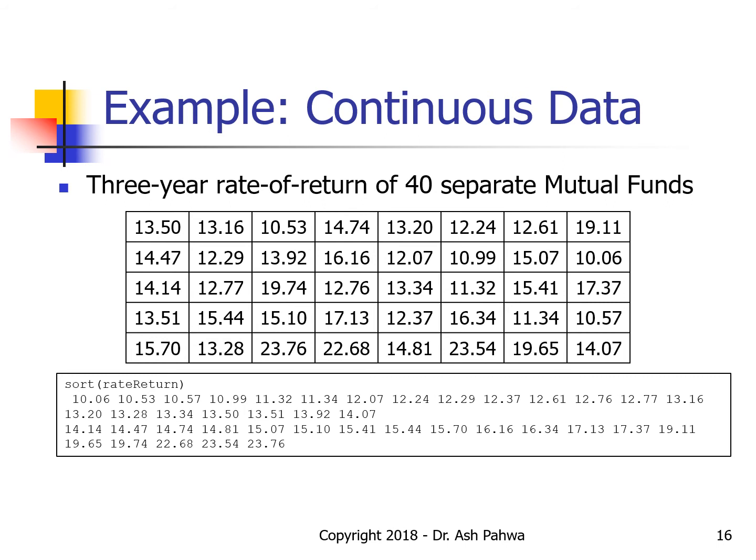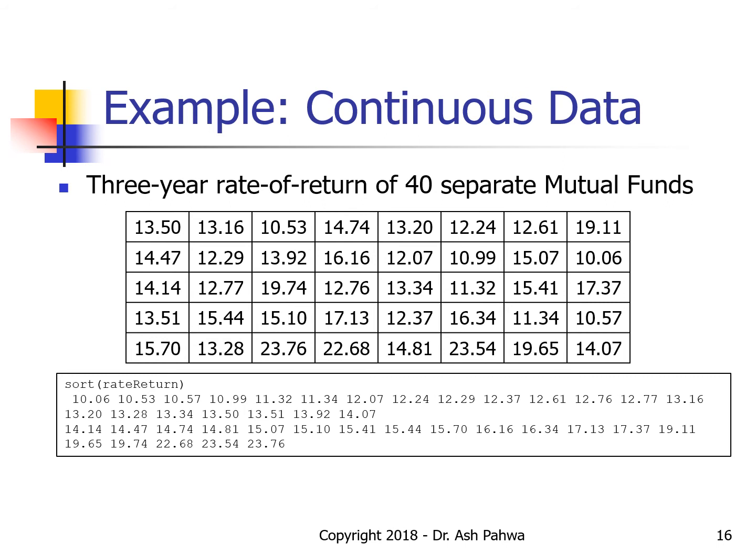These data show the 3-year rate of return of 40 separate mutual funds. Here we have 40 real numbers, and these numbers are 13.50, 13.16, 10.53, and so on. Now, if you want, we can sort these data and then look into what kind of distribution we get. As you can see, when we sort it, the lowest number comes out to be 10.06. Then we have 10.53, 10.57, and so on.